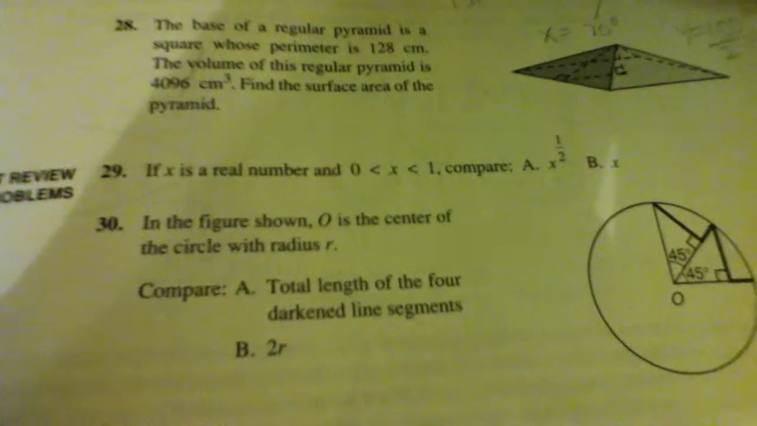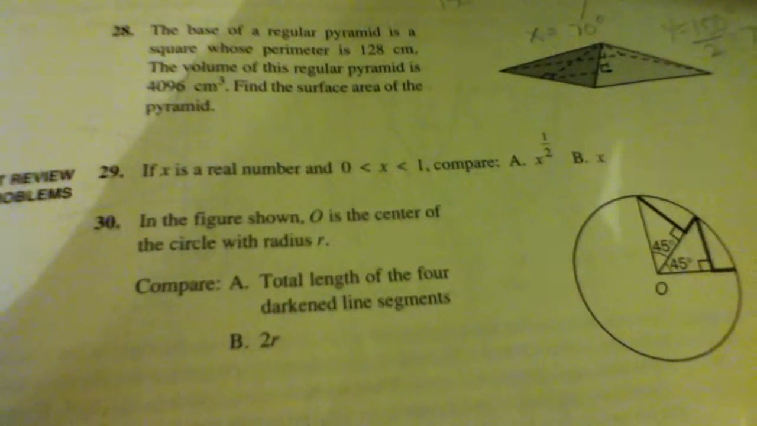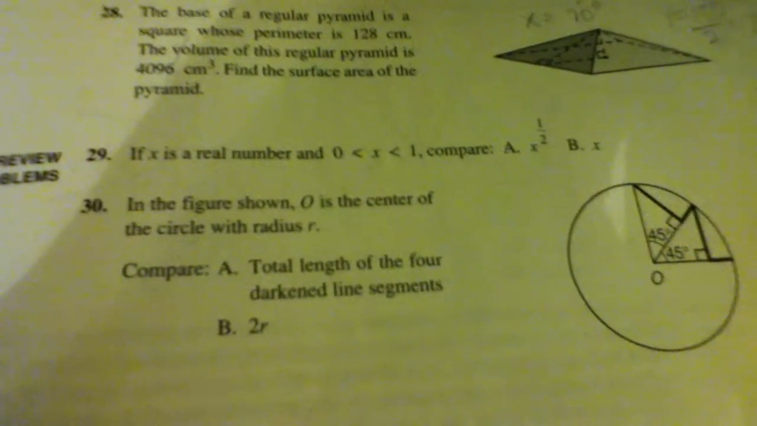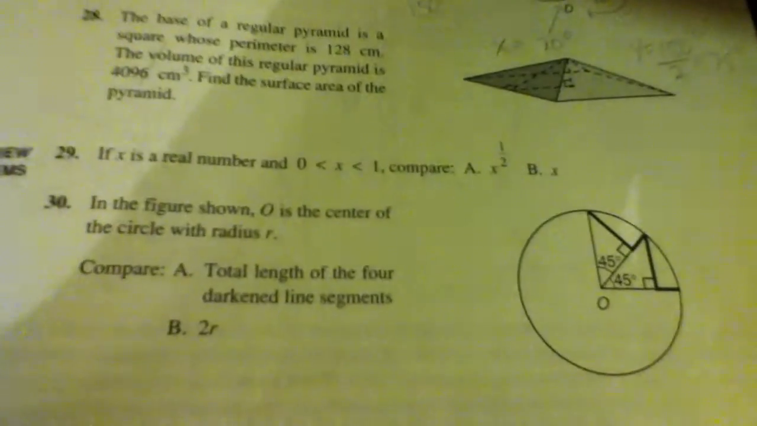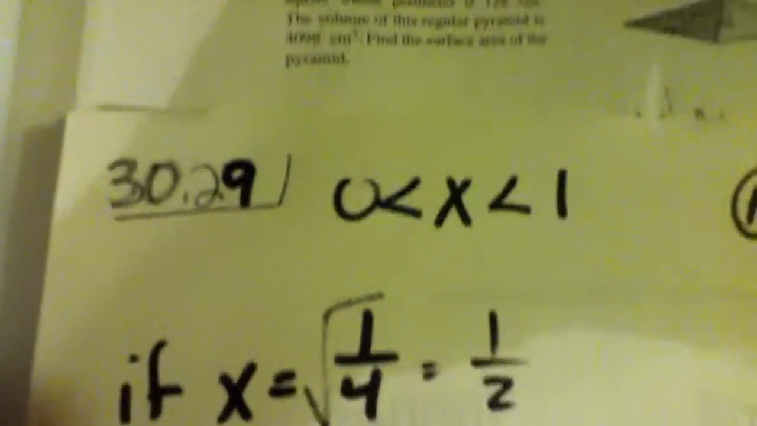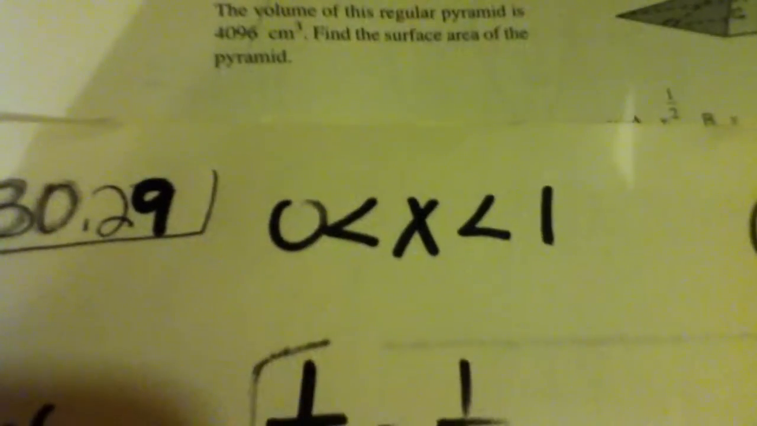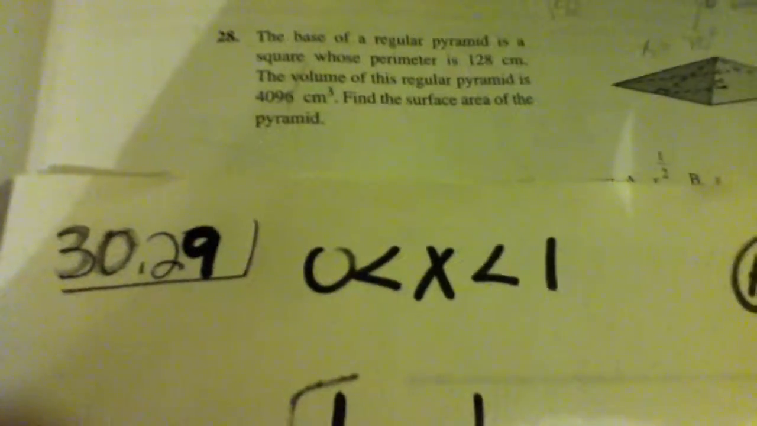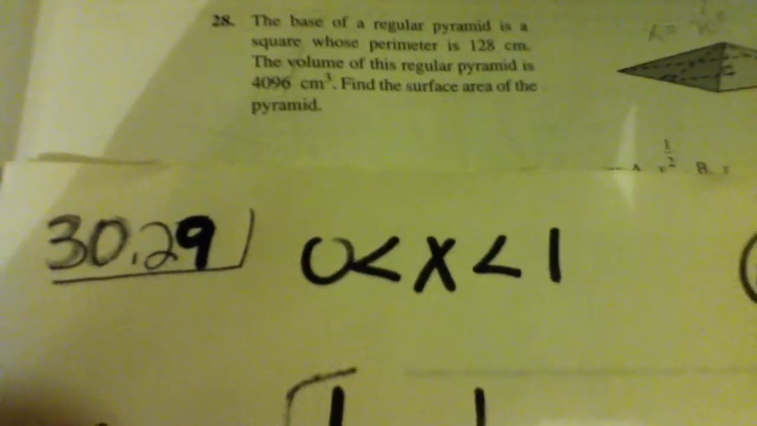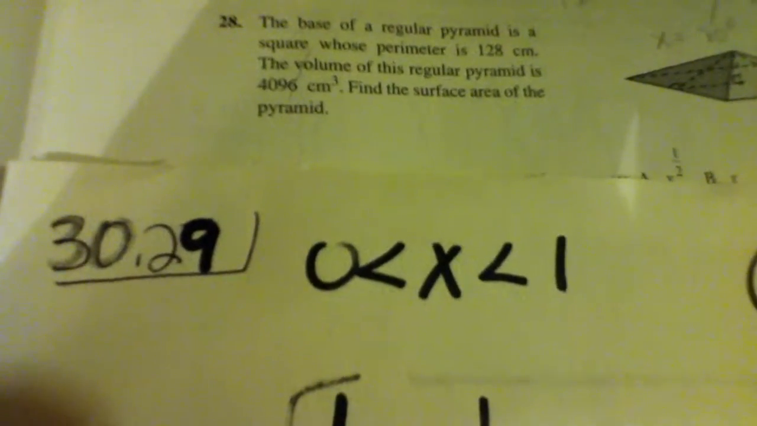So it says if X is a real number and X is in between 0 and 1, not including, which one's bigger, or compare. Now, let me write this bigger so you can see it better. X is in between 0 and 1. To me, that means X is a fraction. It's a positive fraction, like a proper fraction. So it could be like a half or a fourth or a third or something like that.